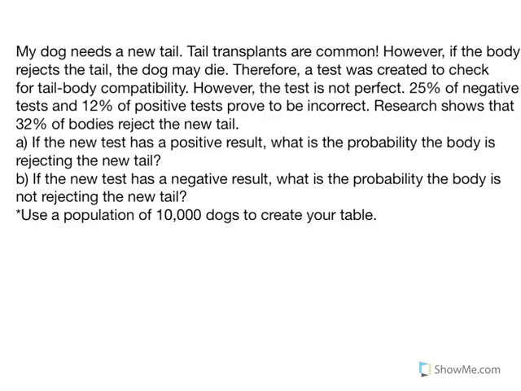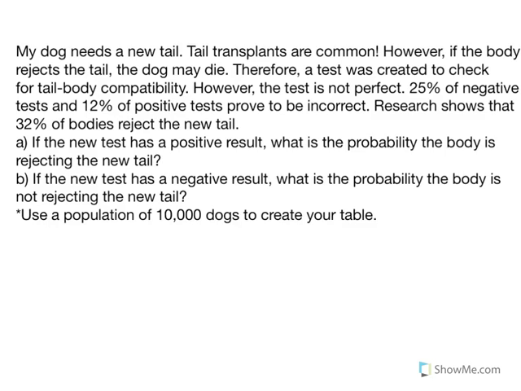This is about transplants. So my dog needs a new tail. Tail transplants are common. However, if the body rejects the tail, the dog may die. Therefore, a new test was created to check for tail-body compatibility. However, the test is not perfect. 25% of negative tests and 12% of positive tests prove to be incorrect. Research shows that 32% of bodies reject the new tail.